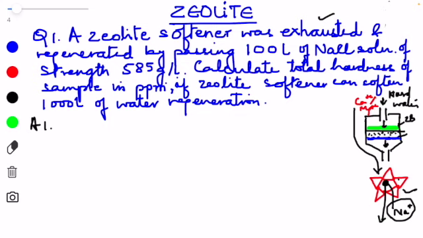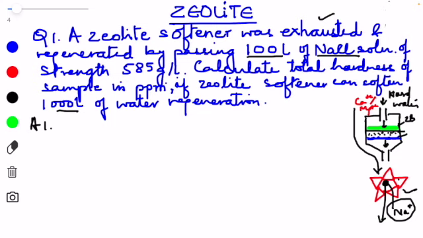It is regenerated by passing 100 liters of NaCl solution. So what is the volume of NaCl required to regenerate this zeolite? 100 liters. And that NaCl carries a strength of 585 grams per liter. So what do we do first? We have to calculate the total hardness of the water if the total volume of the water is 1000 liters.